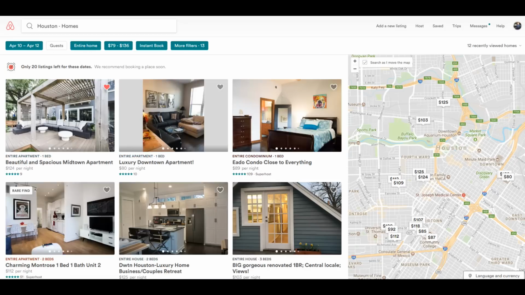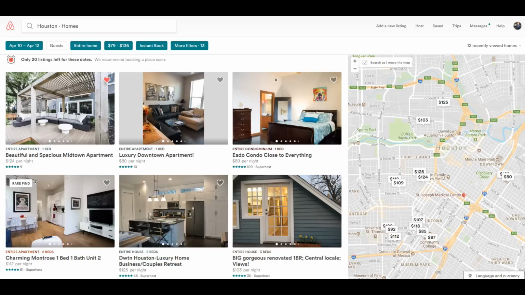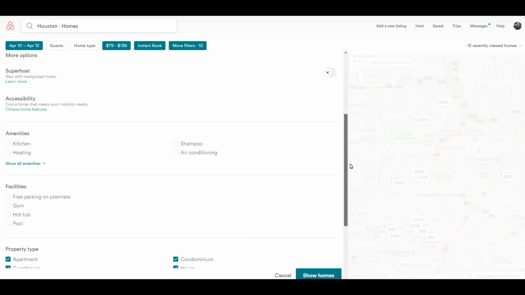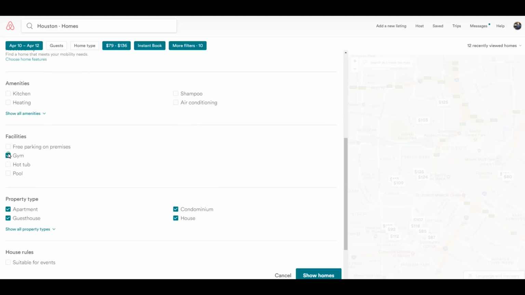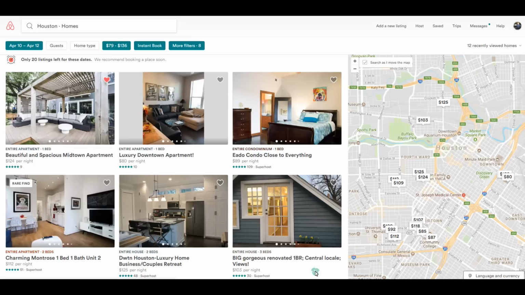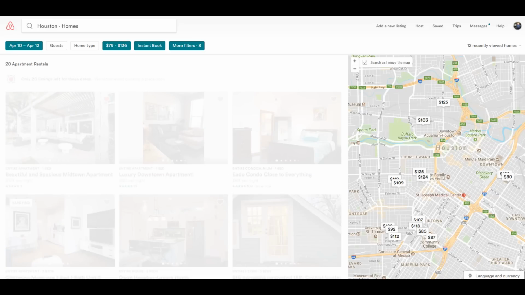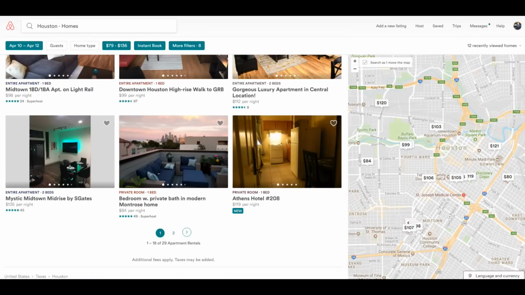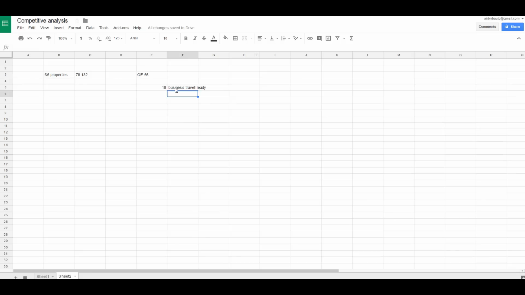So now let's also take a look at something else. Let's remove business travel ready. Let's look at ones that have a gym. Of the 66, what do we have? We have 29 that have a gym, right? So of 66, 29 have a gym. That's a pretty big drop too, but this shows that in this neighborhood there are a lot of apartments, a lot of people doing it in apartment buildings.